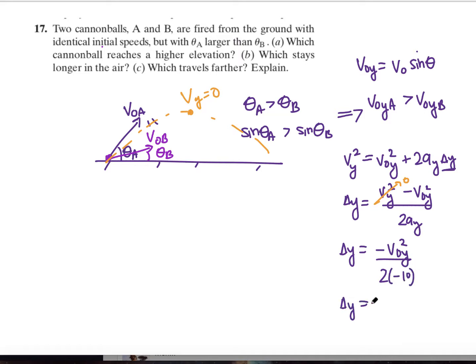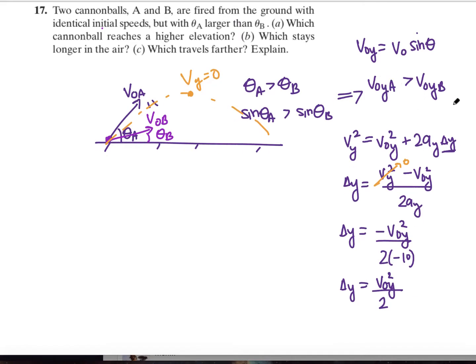So we can simplify once more and just see that delta y is going to be V naught y squared over 2. So we just said V naught y for A is greater than B. If we look at this and see that height is related to our initial y velocity, then we see that A will have to be greater than B. Therefore, delta y A has to be greater than delta y B.